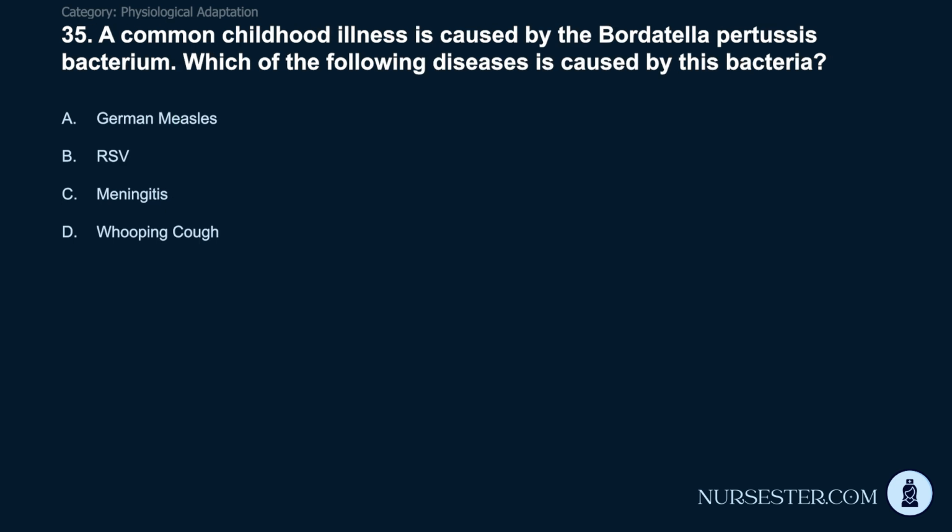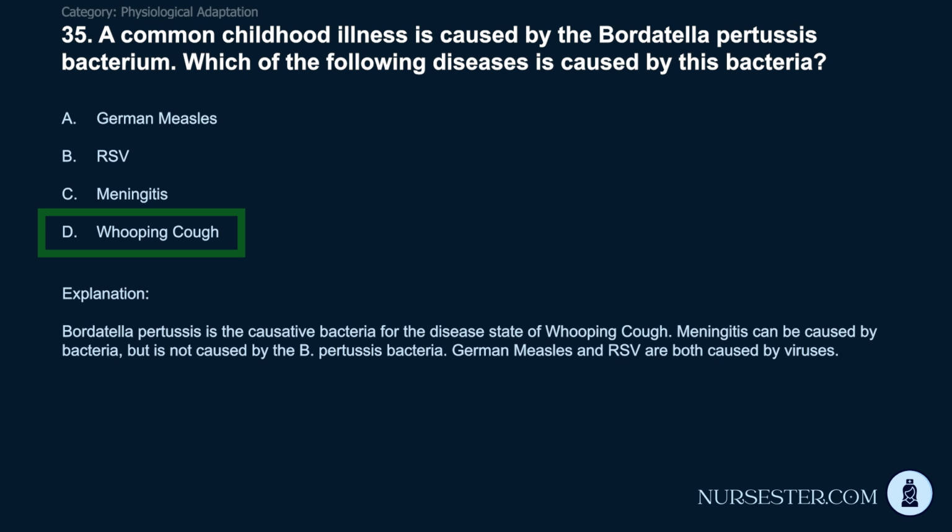35. A common childhood illness is caused by the Bordetella pertussis bacterium. Which of the following diseases is caused by this bacteria? A. German measles. B. RSV. C. Meningitis. D. Whooping cough. Correct answer: D. Whooping cough. Bordetella pertussis is the causative bacteria for the disease state of whooping cough. Meningitis can be caused by bacteria, but is not caused by the B. pertussis bacteria. German measles and RSV are both caused by viruses.